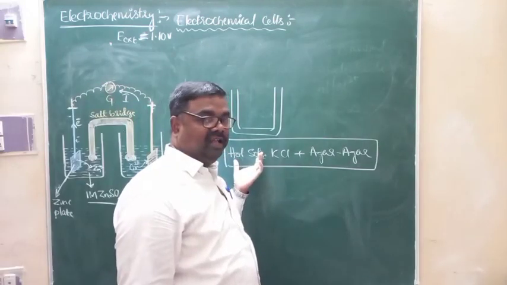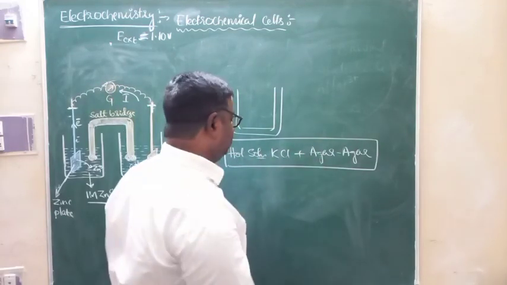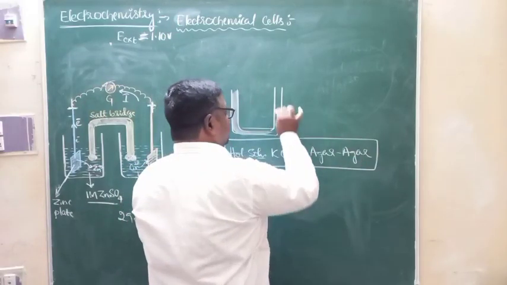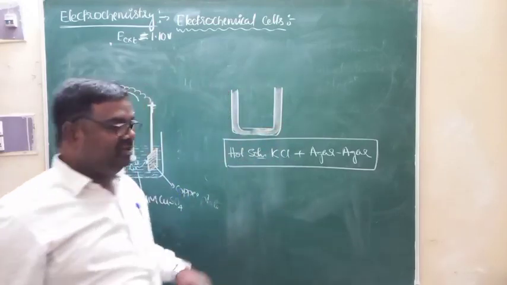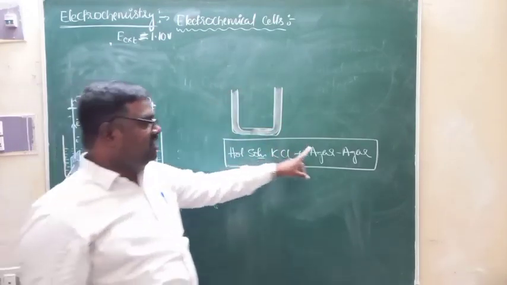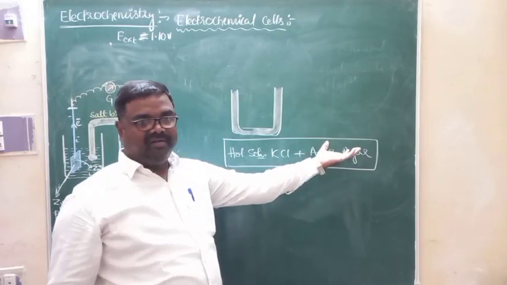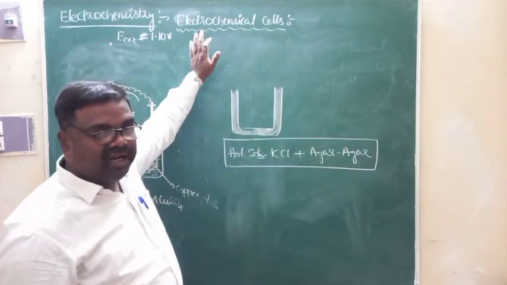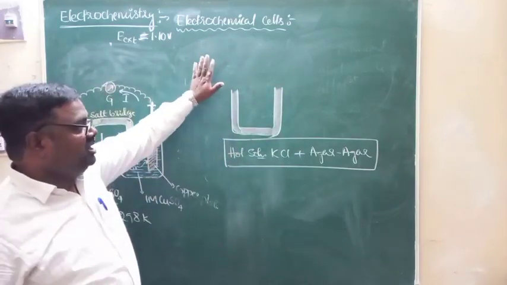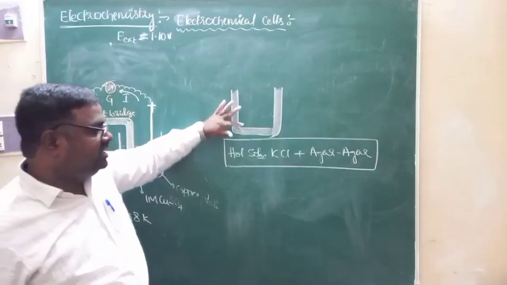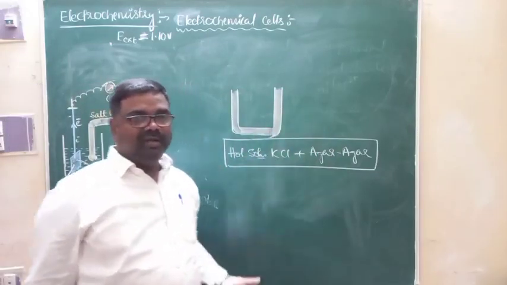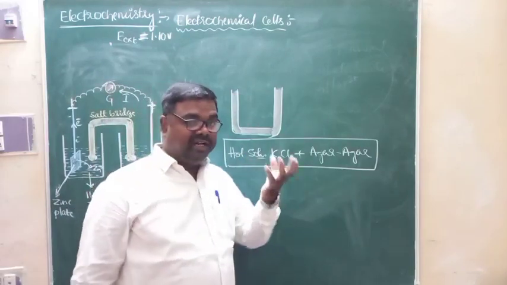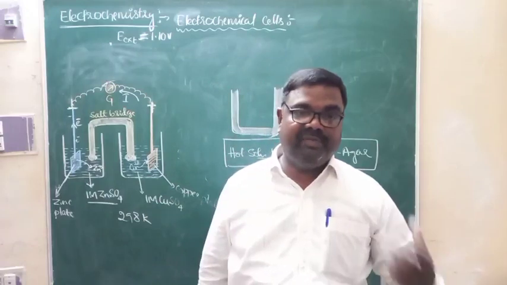So in the hot solution, this mixture is in liquid form. The hot solution of KCl mixed with agar powder is filled in a U-shaped glass tube. You mix the hot solution of KCl with agar powder, a carbohydrate, and that mixture must be filled up in the U-shaped glass tube. Now this U-tube containing a mixture of KCl and agar powder is allowed to cool. It is allowed to attain room temperature. When it attains room temperature, the mixture becomes semi-solid.